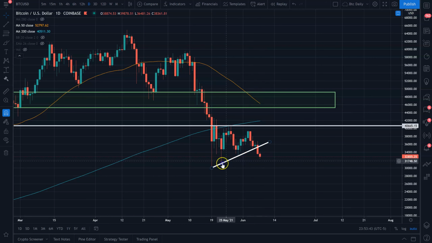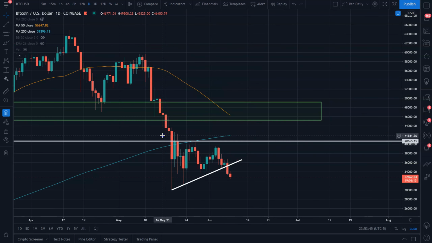I was watching this ascending trend line. It started to look like it was trying to put in some type of triangle. And it does appear at this point that it's trying to break south of that triangle.